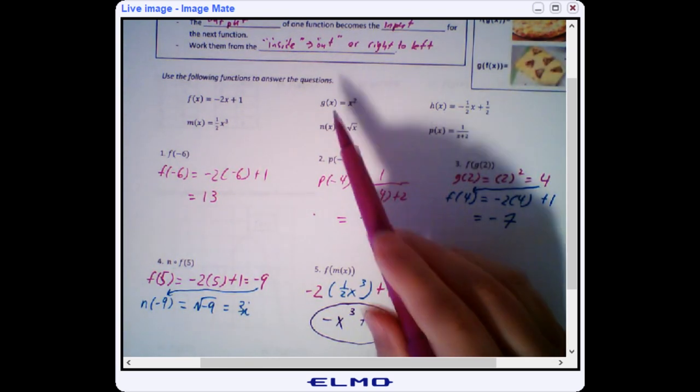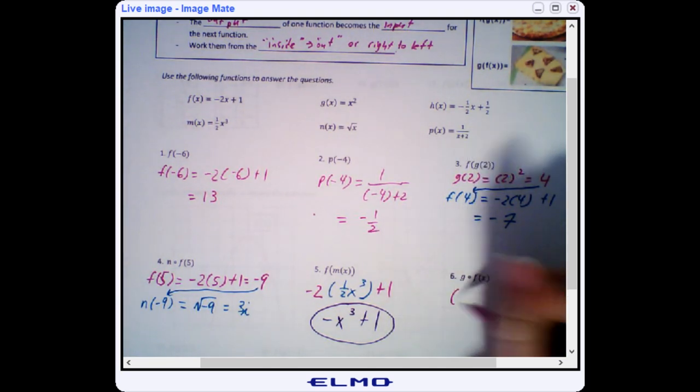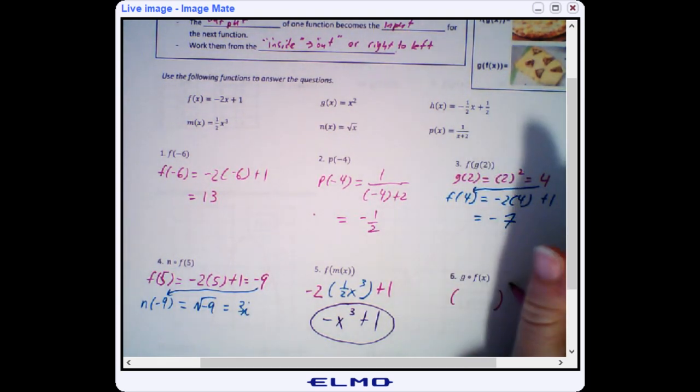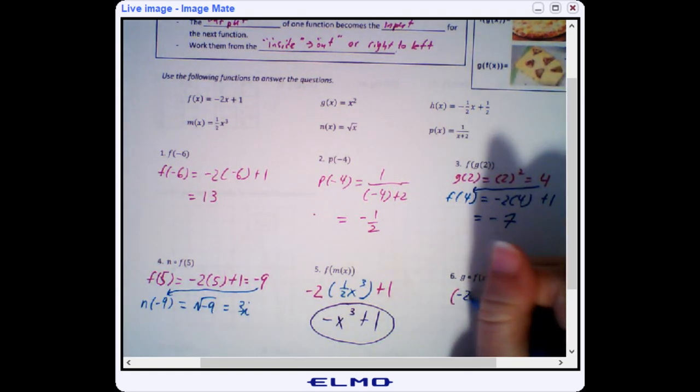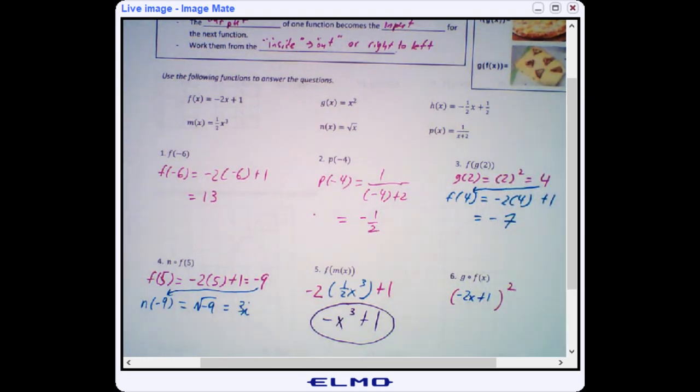My g function is x squared. So I'm going to put parentheses. I'm going to put an f function inside those parentheses. My f function was negative 2x plus 1. And we're squaring the whole thing because that's g. We're going to sit here and we're going to simplify that as far as possible.